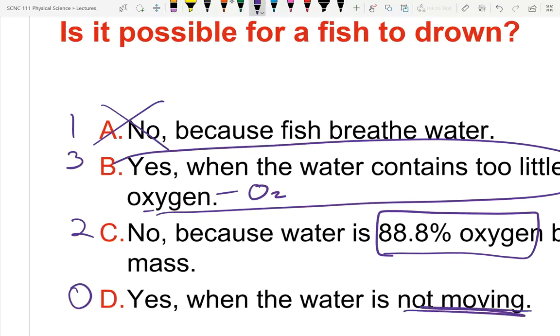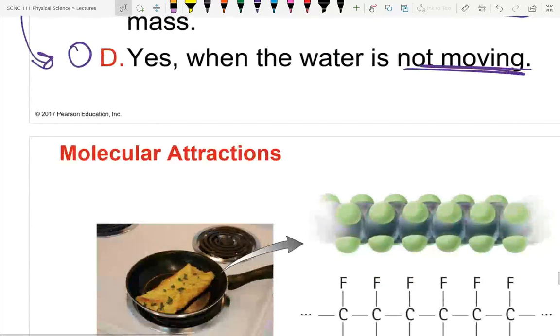When the water is not moving, well, what difference would that make? You wouldn't be moving around and bringing in oxygen molecules. So these two, either one would have been relatively correct. Dealing with, they need to have the oxygen, molecular oxygen, bound to the water molecules.